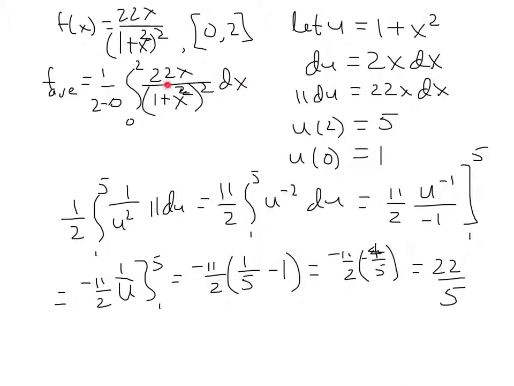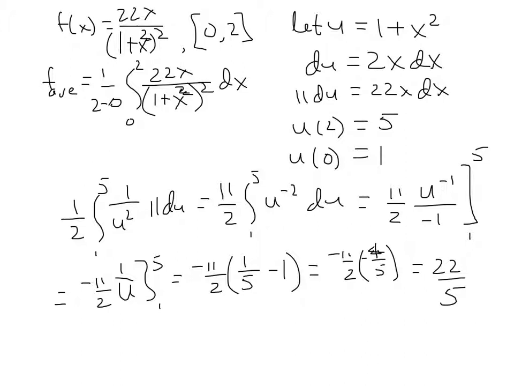Then substituting all of this into our function here, we've got 1/2 times the integral from 1 to 5, putting in our new limits of integration, 1 over u squared, which is the 1 over 1 plus x squared, squared part, and then 11 du, which is our 22x dx that we found here. And then bringing the 11 out, we have 11/2 times the integral from 1 to 5 of u to the minus 2, so we'll write 1 over u squared as u to the minus 2 du.